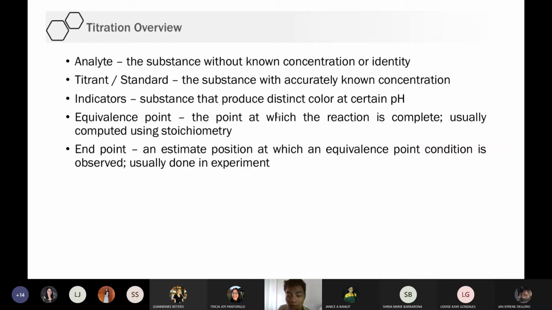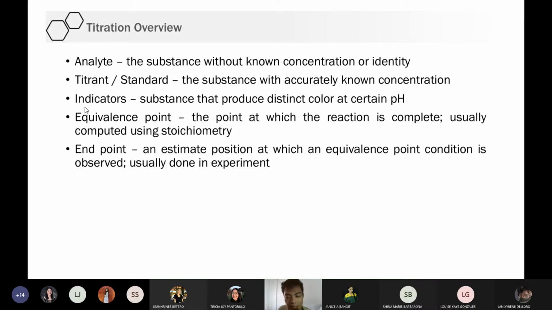When you say analyte, these are substances with unknown concentration. Without known concentration, ibig sabihin hindi natin alam kung gaano sila karami. Paano mo malalaman kung gaano sila karami? You use titrant or standard. So titrants or standard are substances with known concentration. Depende sa dami netong nagamit, malalaman mo kung gaano to karami using stoich. Okay? So mamaya makikita niyo kung paano 'yan.